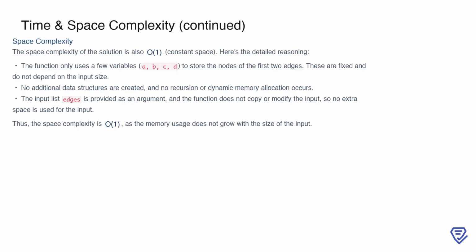The space complexity of this solution is also O(1), or constant space. This is because the function uses only a small, fixed number of variables to store the nodes of the first 2 edges. Specifically, variables like a, b, c, and d are all that's needed, and this number does not increase with the size of the input.